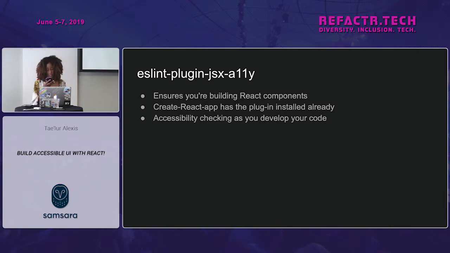All right. So then we also have the ESLint plugin JSX, and that plugin is just another way for you to audit and check for accessibility in your code. And then Create React App, I found out fairly recently, actually has this built in.